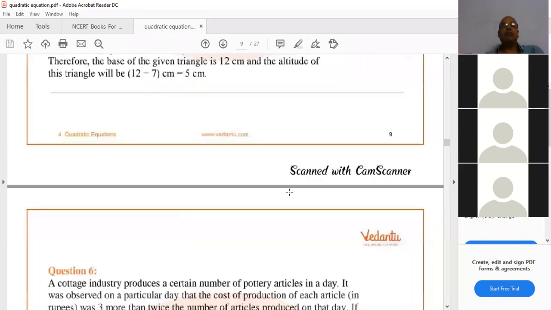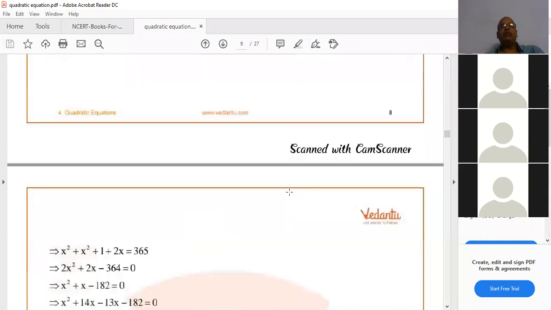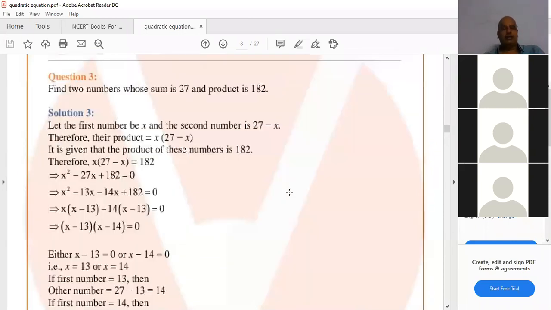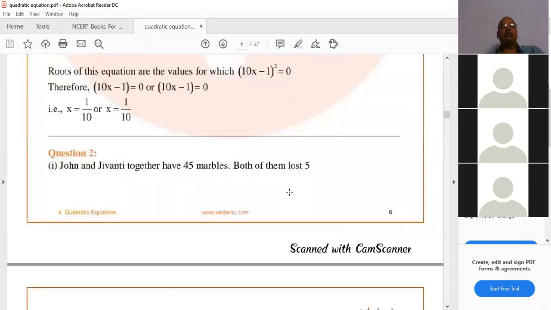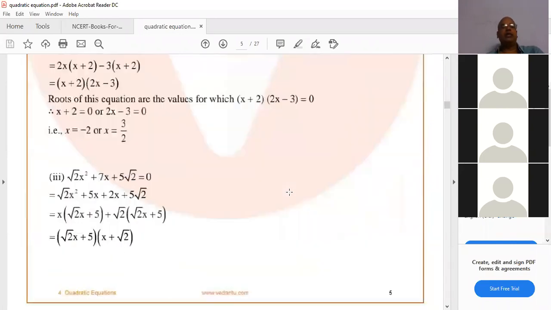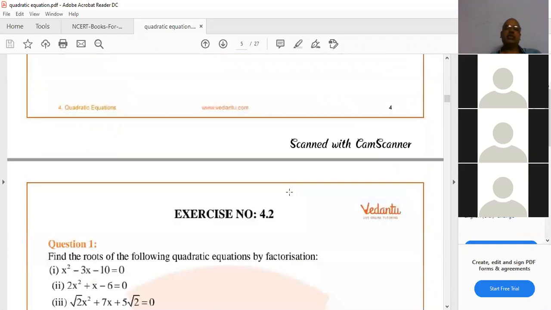Now today's homework. You complete exercise 4.2, all the sums by splitting the middle term only. How to do it? Okay. I'll keep the PDF of exercise 4.2.